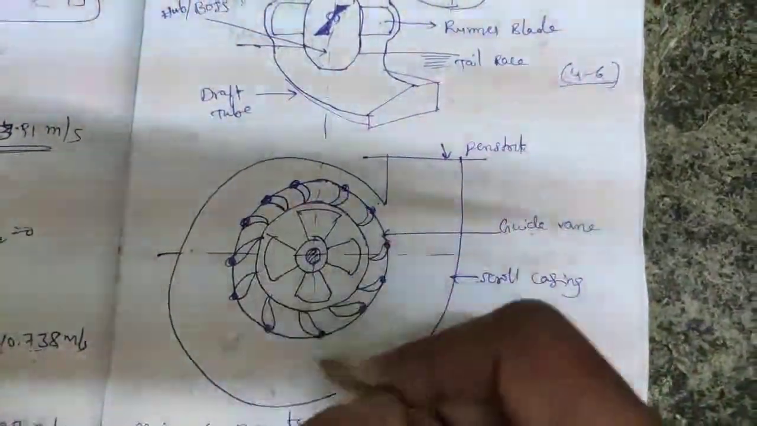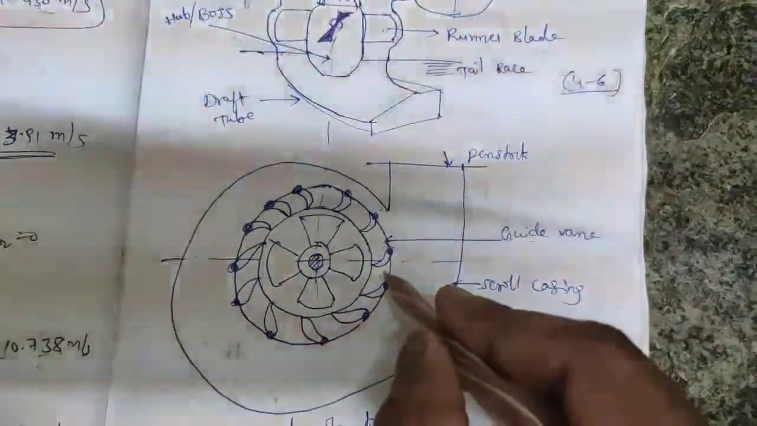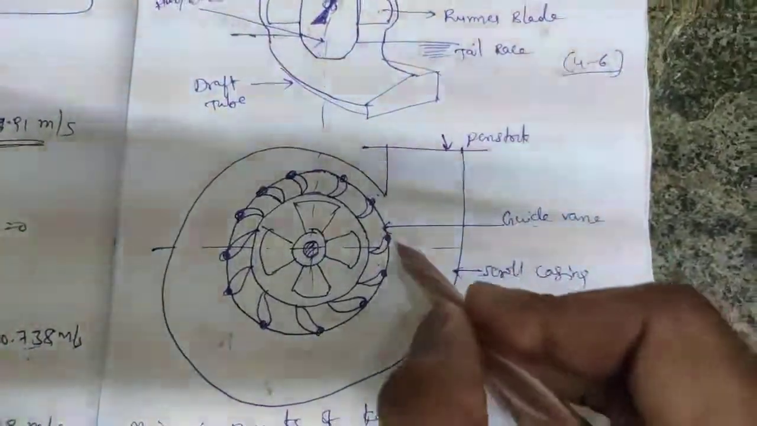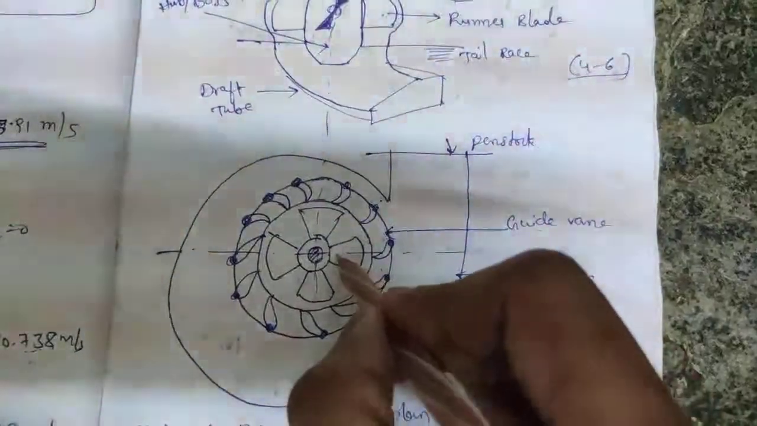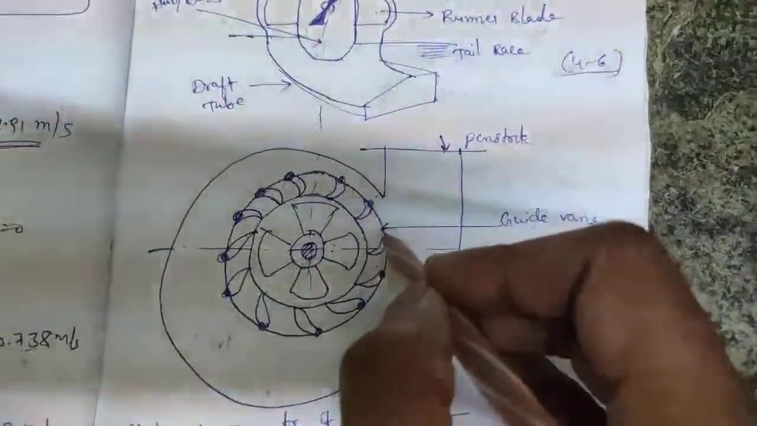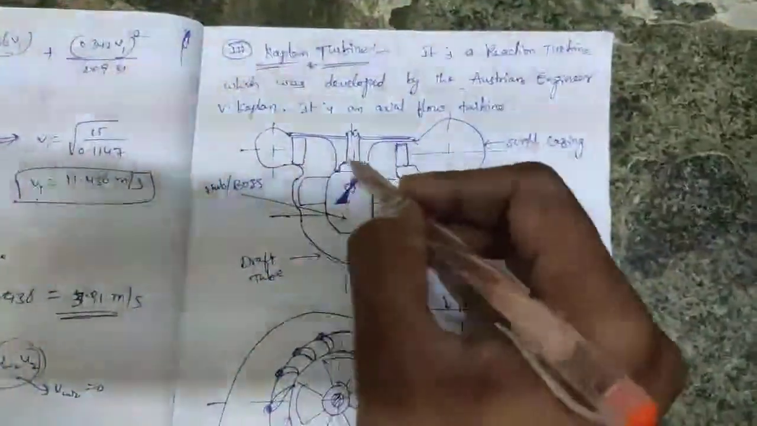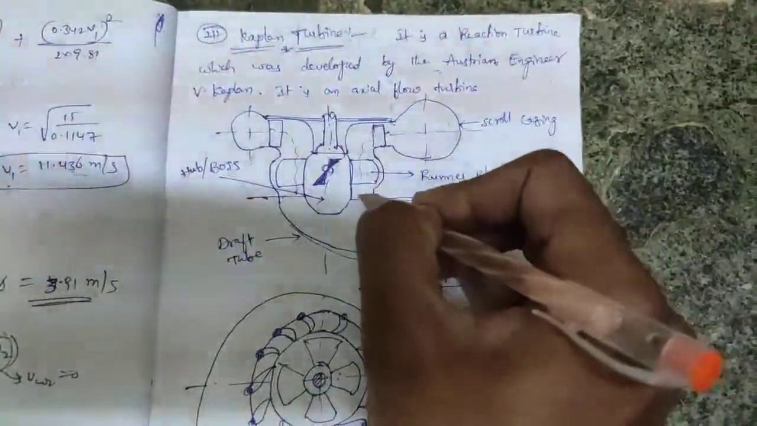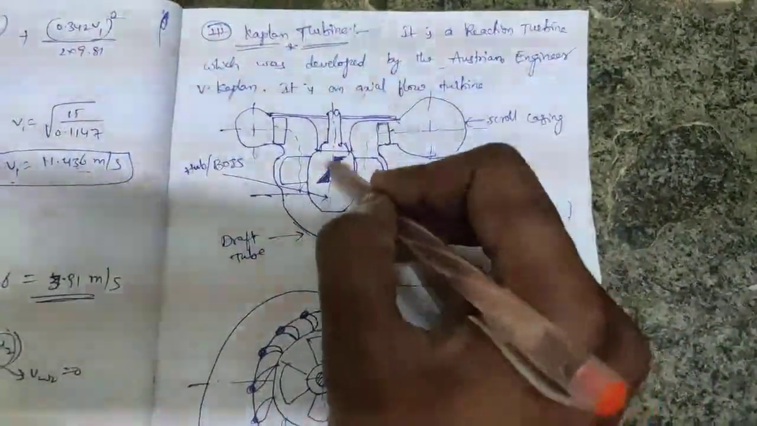These are the guide rings. On the guide ring, a number of guide blades are located as in the Francis turbine. The guide vanes direct the water to the runner and allow the water into the runner, and this water comes axially to the runner, and due to this reaction force the runner will be rotated.